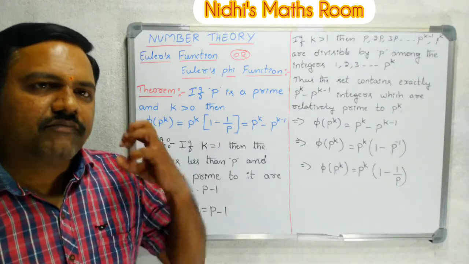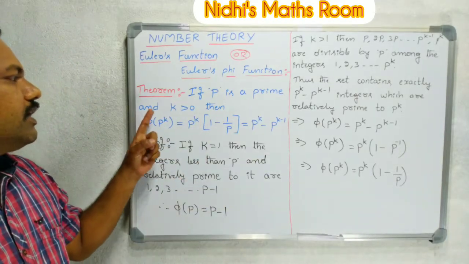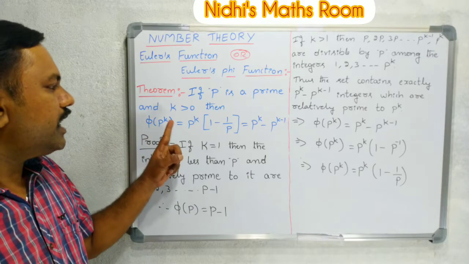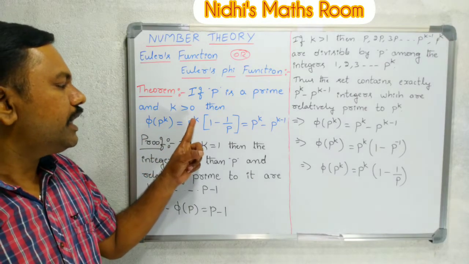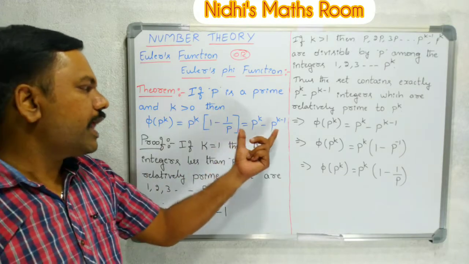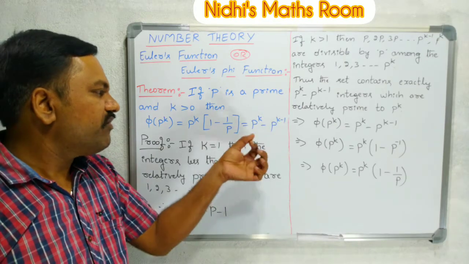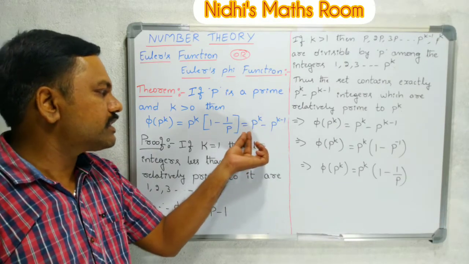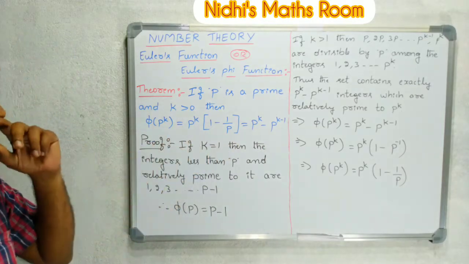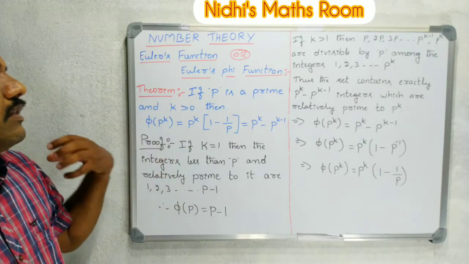The first theorem is: if p is a prime and k is greater than 0, then phi of p power k is equal to p power k into 1 minus 1 divided by p. That can also be written as p power k minus p power k minus 1, if we take p power k as common. So the proof of this theorem contains the theoretical part.